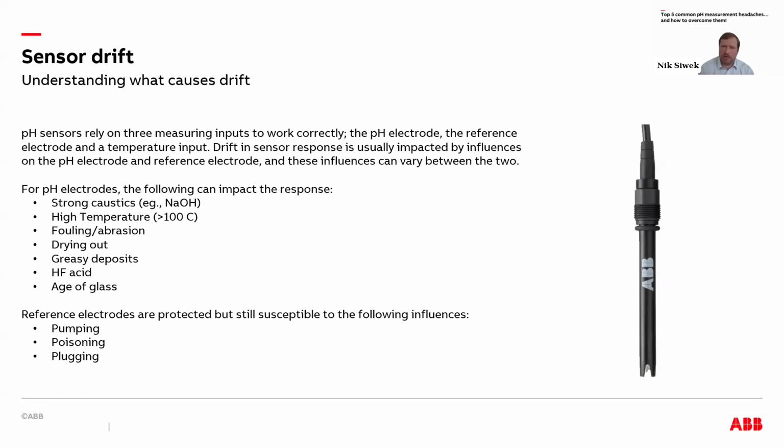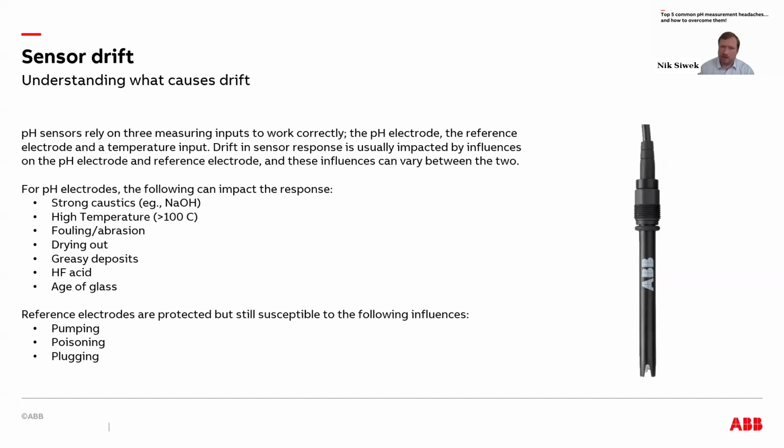pH electrodes aren't made to work indefinitely. Over time, they will degrade and become less responsive. And this is true for even benign applications like drinking water. Over time, they'll start slowly becoming less responsive with time. And even acid etches, things like that, won't bring them back. So that's just the nature of the beast when it comes to pH electrodes.